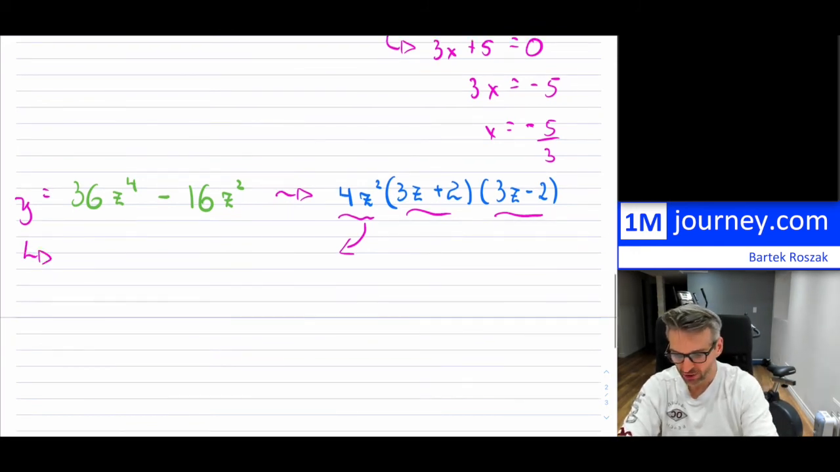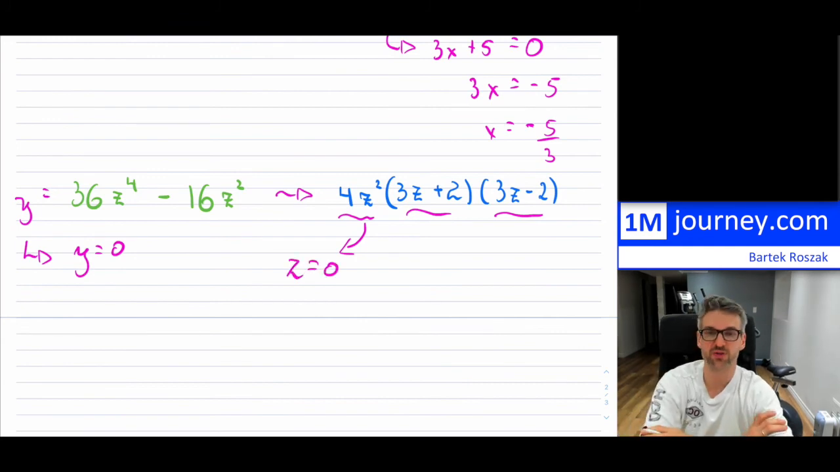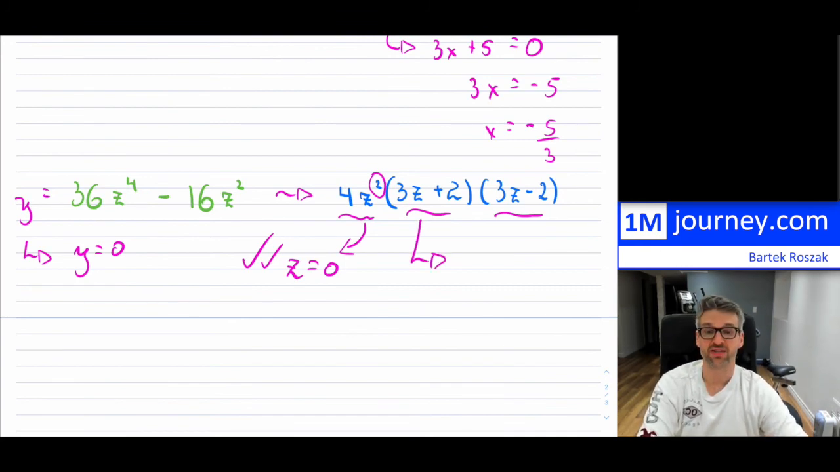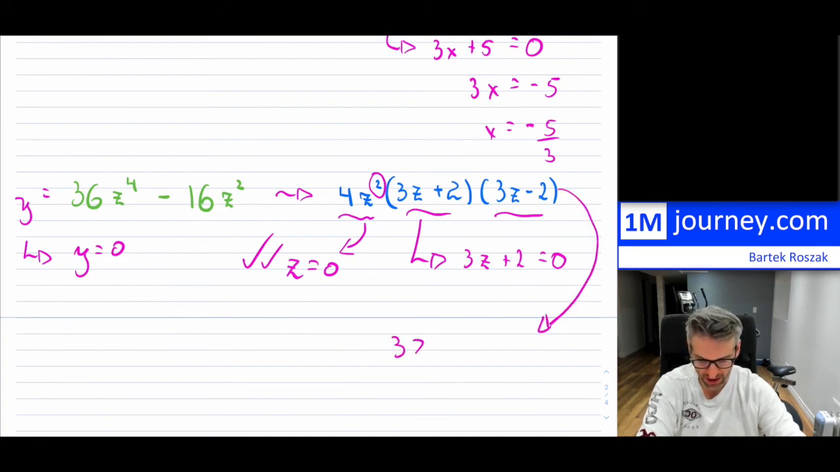Now, from this z squared, when would y equal 0? It's if z was equal to 0, because if you set z equal to 0, it makes that entire expression 0. But there are two of them because it's squared. So I have two of these. Now I also have these, because this one can be set to 0 as well, which means I'm going to have 3z plus 2 set to 0, and then I also have 3z minus 2 set to 0.